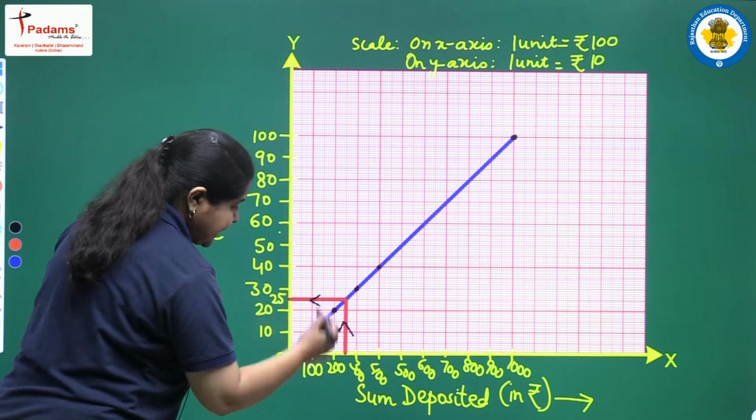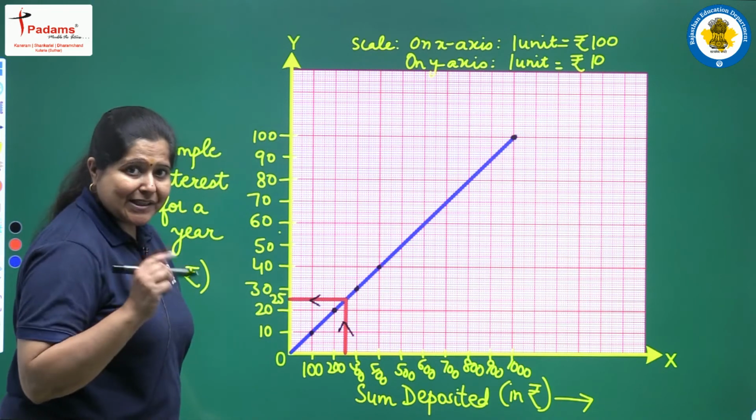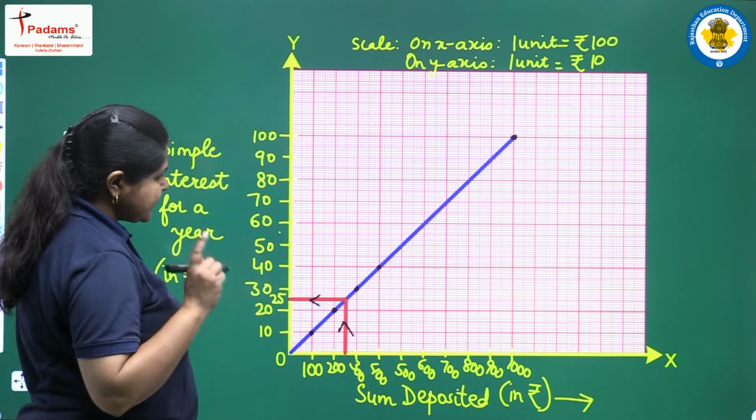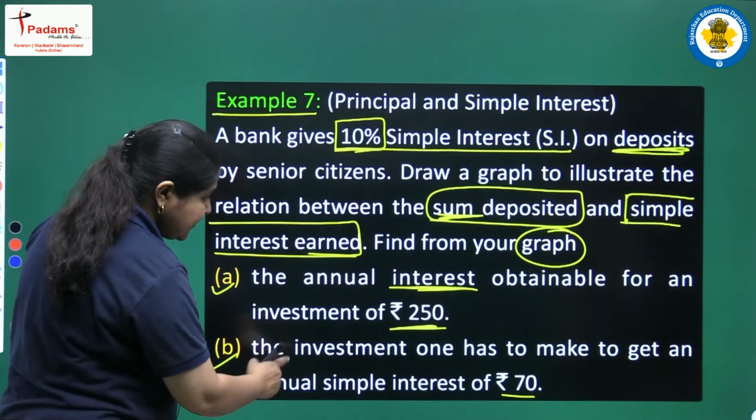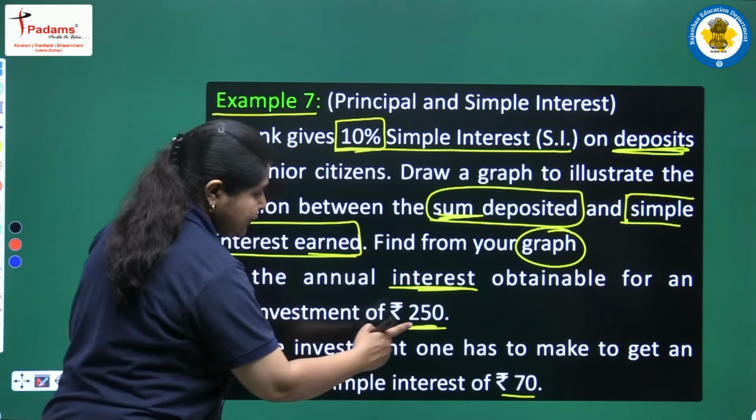And this shows that the interest for 250 rupees will be rupees 25. Okay, and now we take the second part here. The investment one has to make to get an annual simple interest of rupees 70.